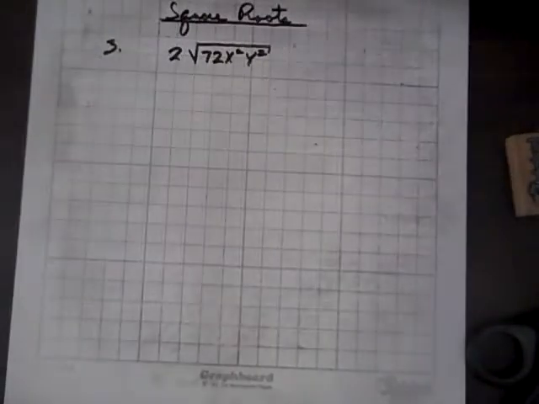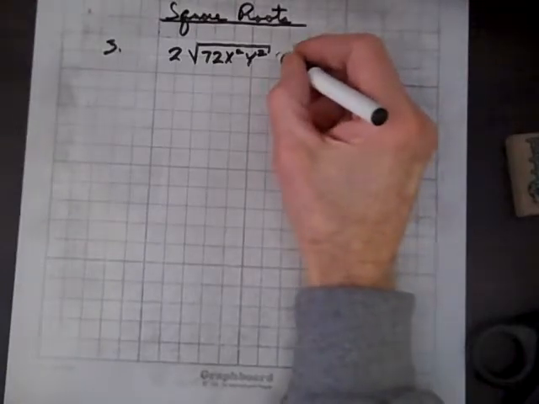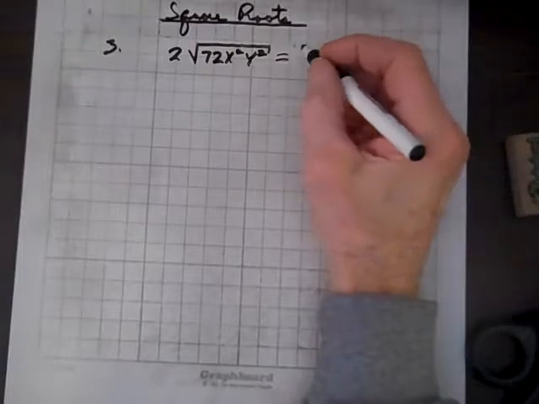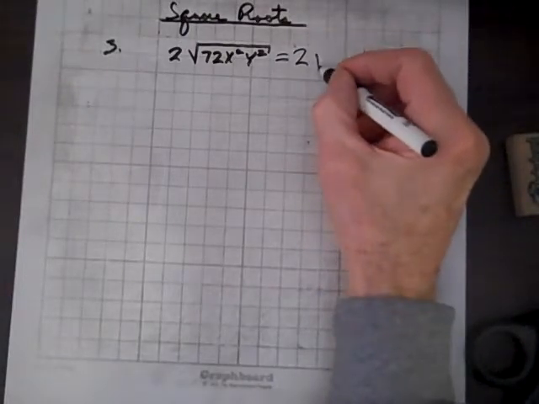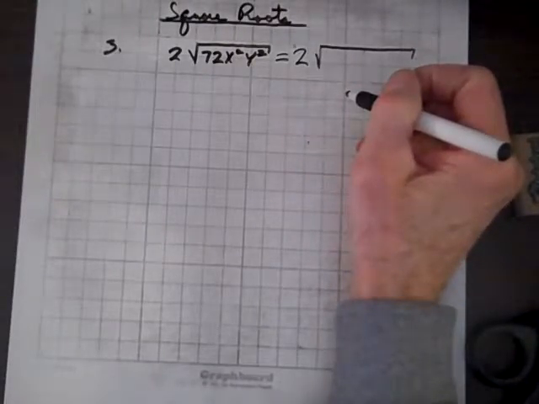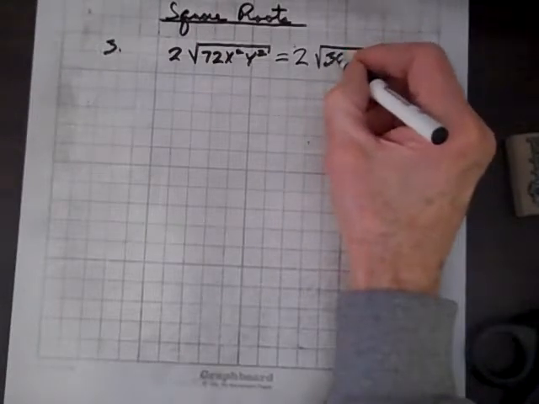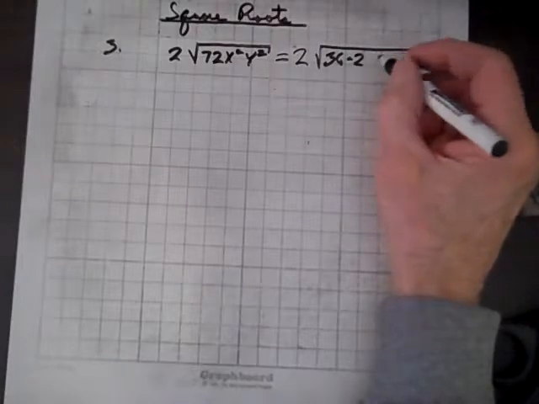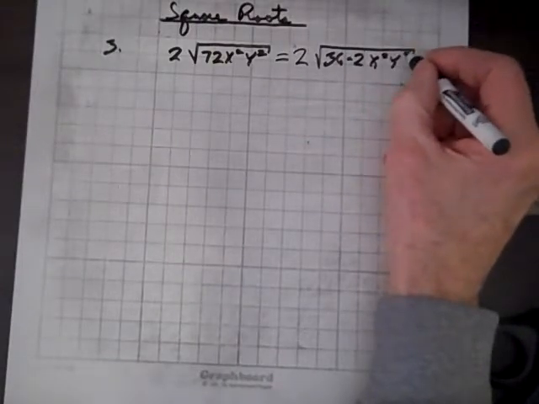And now we have one more of these problems. Let's see, 2, and the factors of 72. Are there factors of 72 that are perfect squares? Well, it turns out 36 times 2 is 72, and we still have this x squared and y squared.